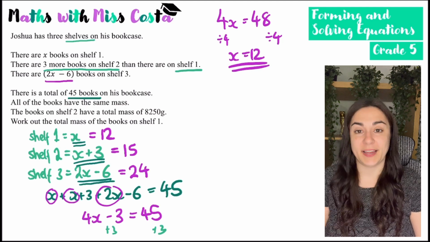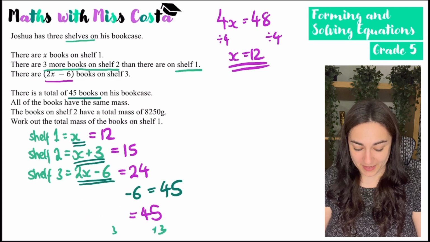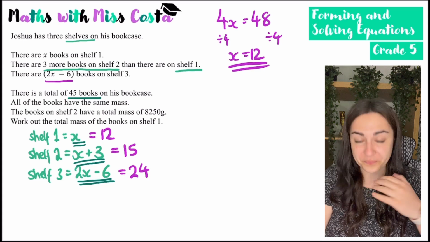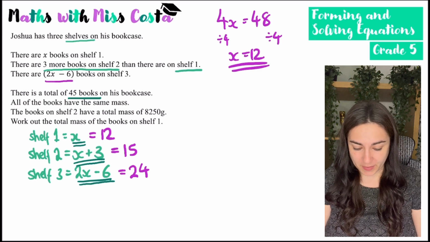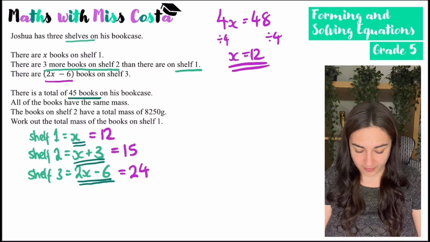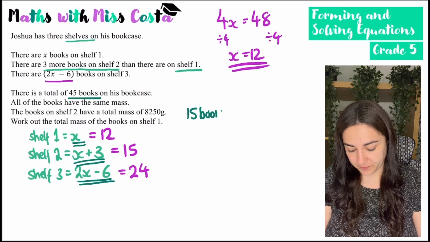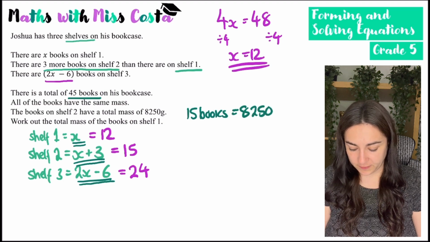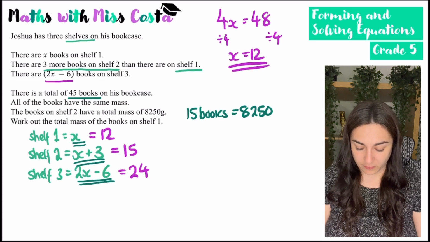So all of the books have the same mass. Okay, well, they must be from the same publisher or something, because that's very hard to achieve. But hey, the books on shelf 2 have a total mass of 8,250 grams. So I know that 15 books is 8,250 grams. Work out the total mass of the books on shelf 1.